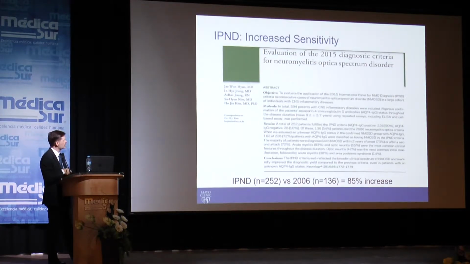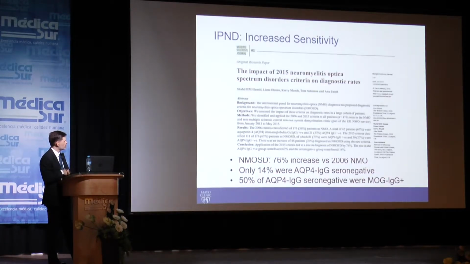There have been similar findings in adults. This is a Korean study showing an 85% increase in sensitivity, and this is a study from the UK showing a 76% increase. However, what's quite interesting about this UK study is that a lot of patients that were picked up in this study thought to be NMO by the clinicians, ultimately they couldn't achieve that diagnosis, still really don't have a diagnostic label.